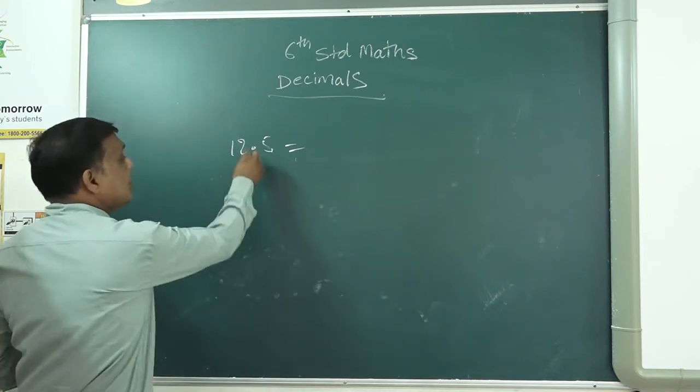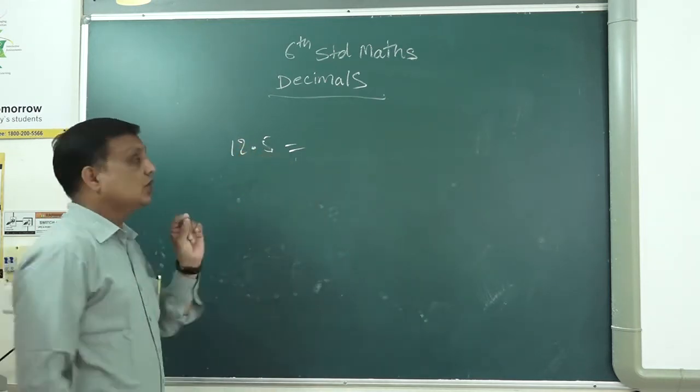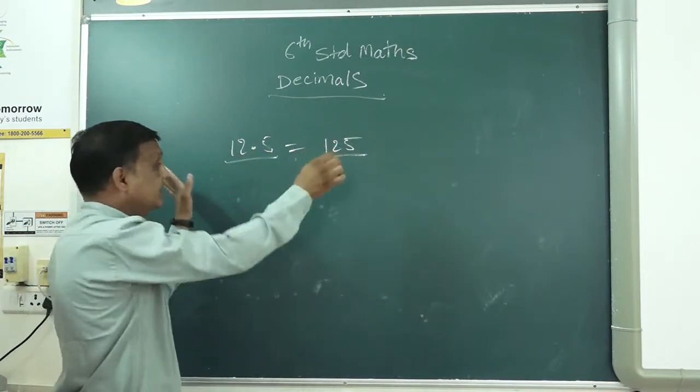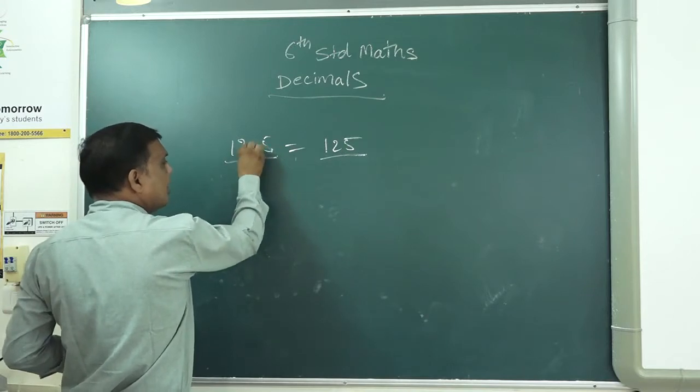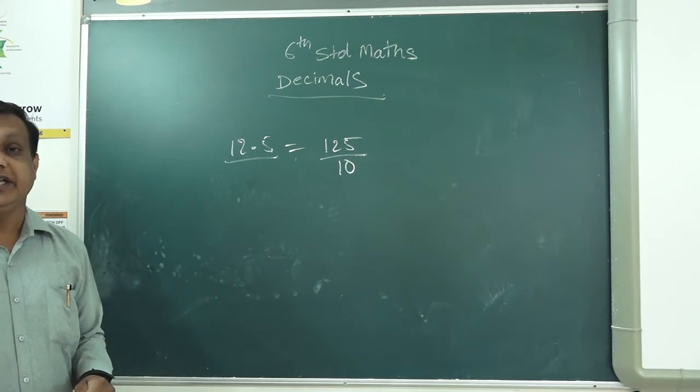How to write? You have to see the point. After the point, how many digits are there? 1 digit. So you can write here 125, this whole number together. And how many digits before the point? 1 digit before the point. So here is 10. Here is what?